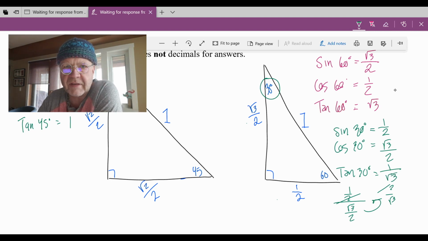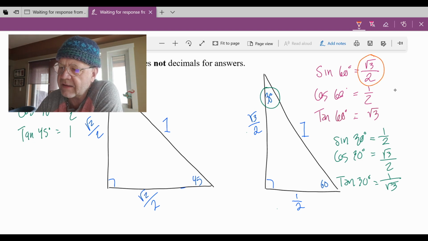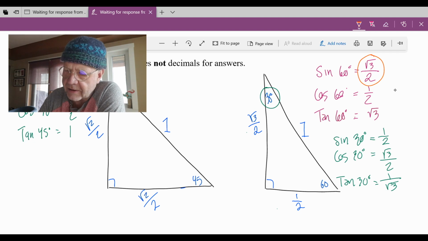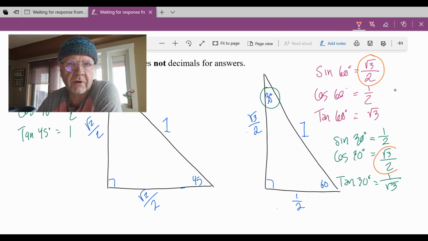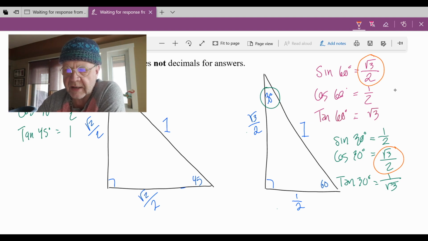So while you have this up, take a moment and take a look at the relationships between the sines and cosines of 60 and 30 degrees. Note that the sine of 60 degrees has the same value as the cosine of the conjugate of 60, or 30 degrees. And by conjugate, I mean the angle which, when added to the original angle, comes up to 90. So the conjugate of 60 is 30, because 30 plus 60 equals 90.